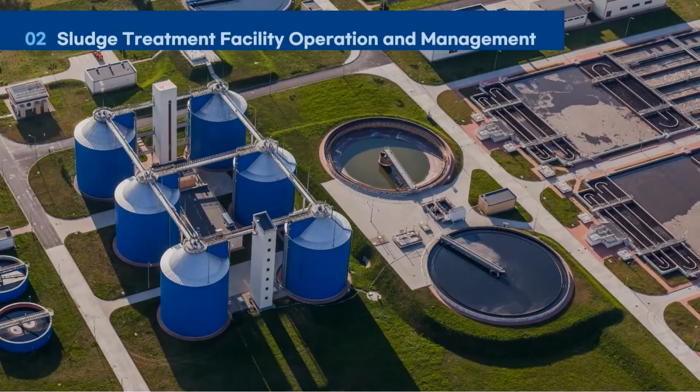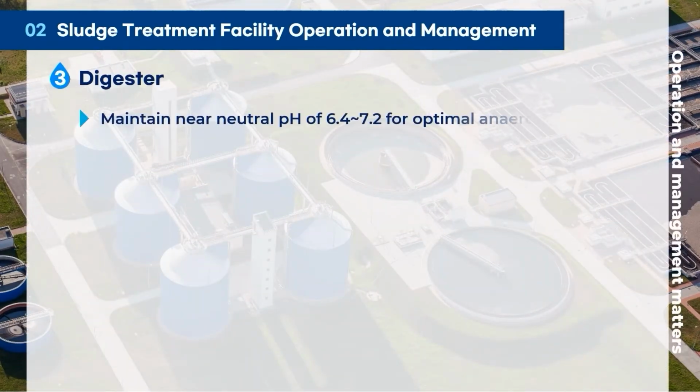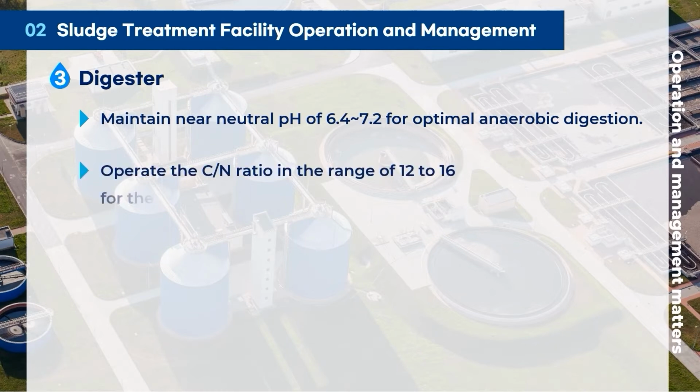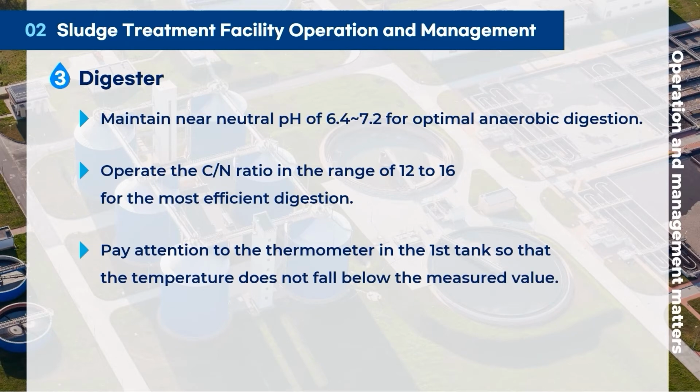Finally, an important element of management of a digestion tank is the maintenance of an appropriate pH level of around 6.4 to 7.2 in the anaerobic digestion reactor. For the most efficient digestion, the CN ratio should be kept at around 12 to 16 during operation. And attention should be paid to the thermometer in the primary tank so that the temperature doesn't fall below the measured value.